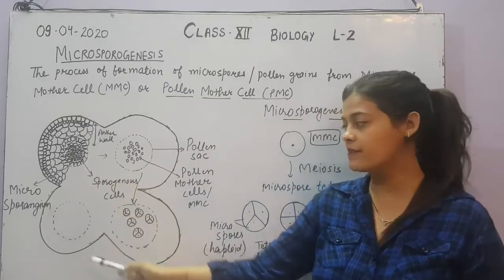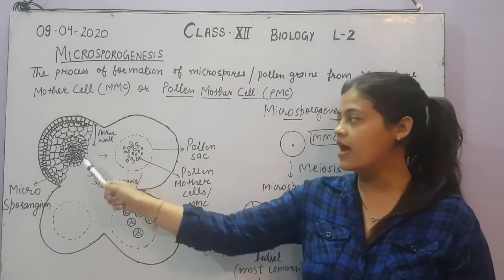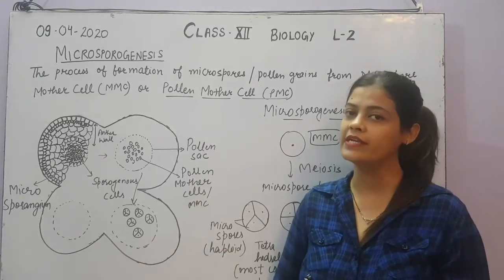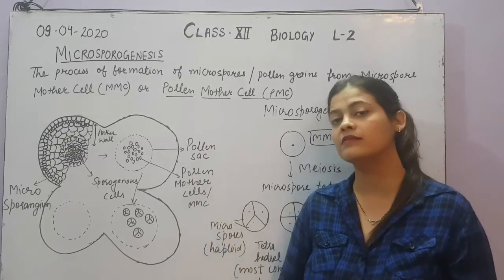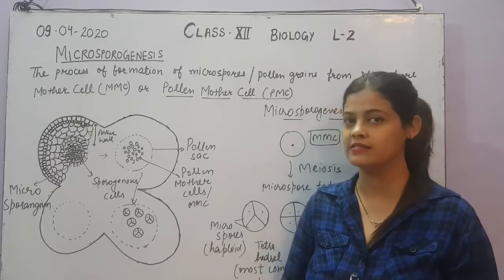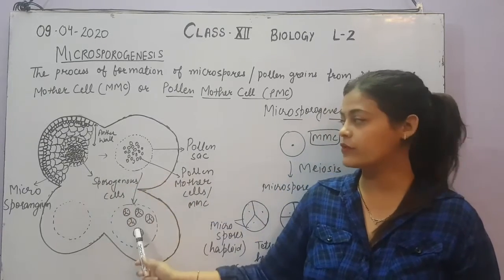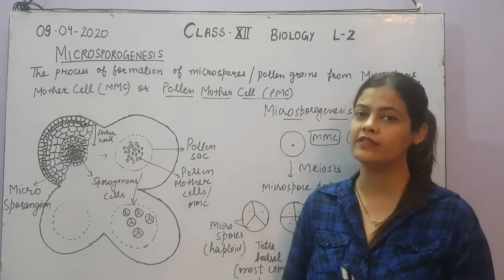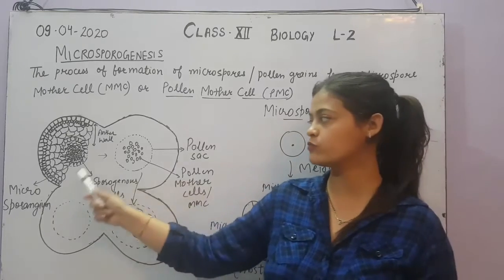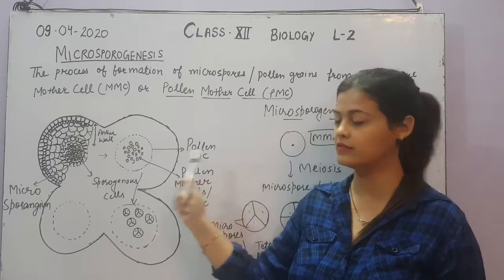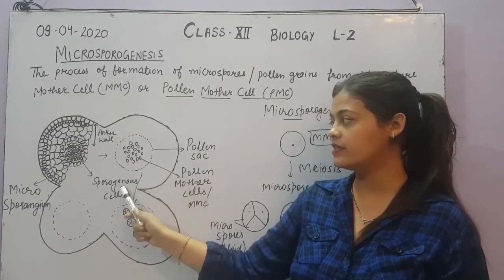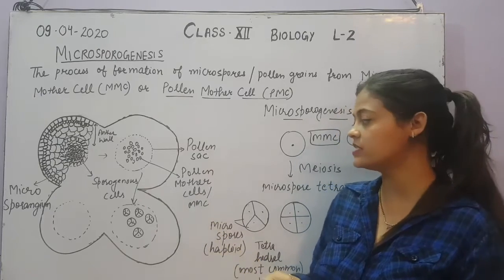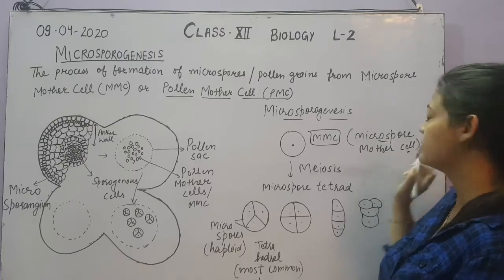I am showing you in the same anther here, but it is not like that. This takes place in each and every microsporangia when the anther matures, or the stage comes when the anther has to dehisce. So in this case you can see here the pollen sac is bigger in size than microsporangia due to anther maturity. When anther matures, microsporangia is considered as pollen sac. So here you can see these cells are called pollen mother cells or MMC. MMC means microspore mother cell.